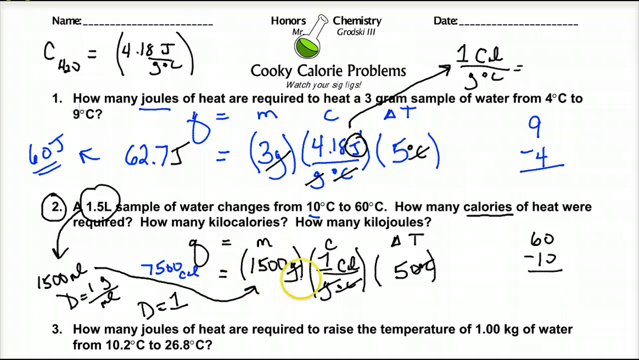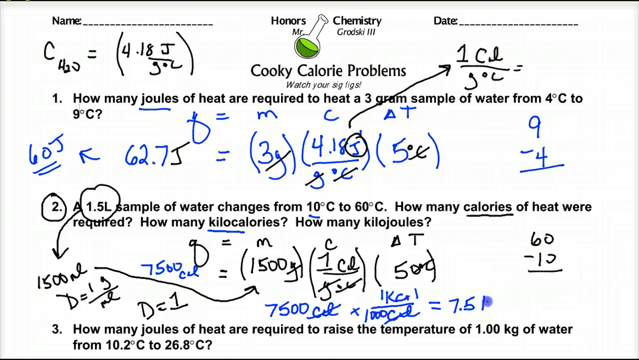Okay, so I plugged it in and I get 7,500 calories, and they want how many kilocalories. You should be able to convert. So 7,500 calories. I want to get rid of calories, so calories go on the bottom. I want kcals. All right, and guess what? For every 1 kcal, there's 1,000 calories. Small unit, big number. We've covered this. So you get 7.5 kcals.